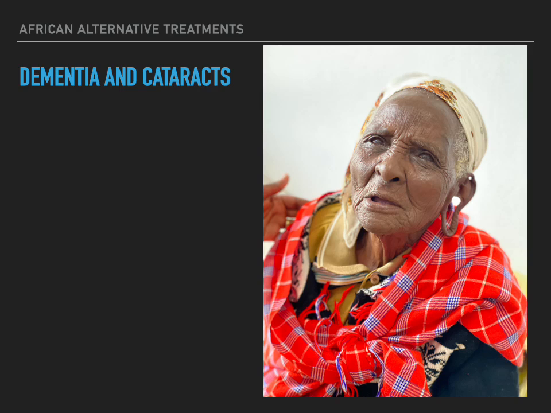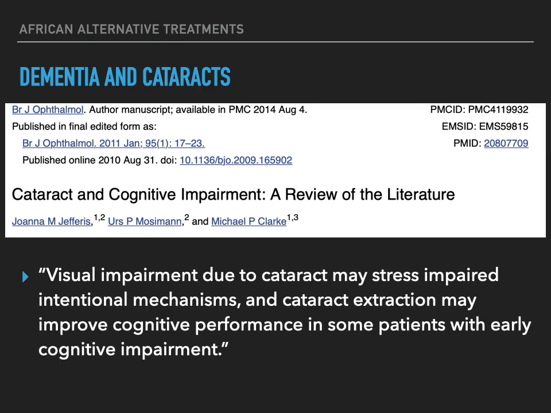And the final case I'll mention is when patients present with both dementia and cataracts. Our observation is that impaired vision compounds the anxiety and struggles that a patient with dementia has. This article in the British Journal of Ophthalmology finds that visual impairment due to cataract may stress impaired intentional mechanisms, and cataract extraction may improve cognitive performance in some patients with early cognitive impairment.